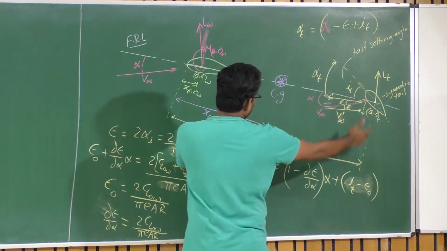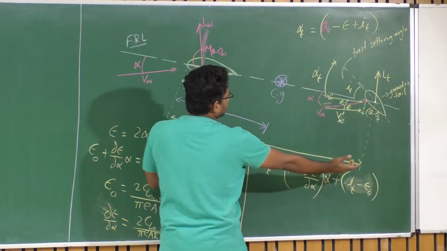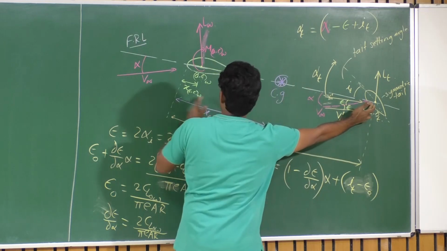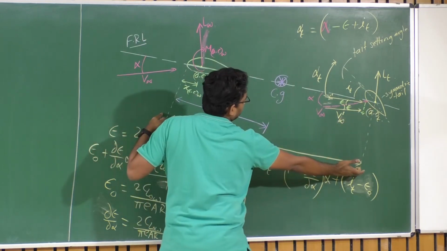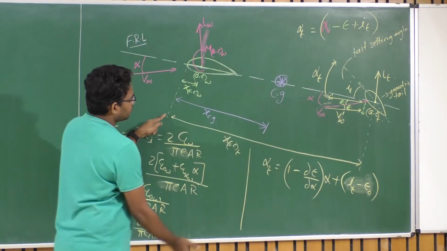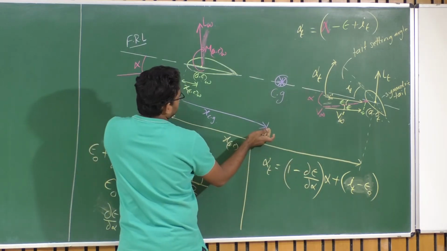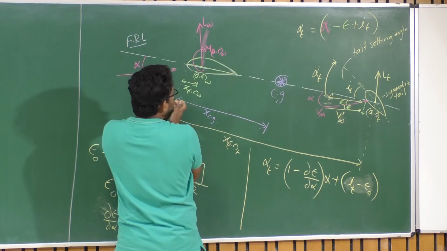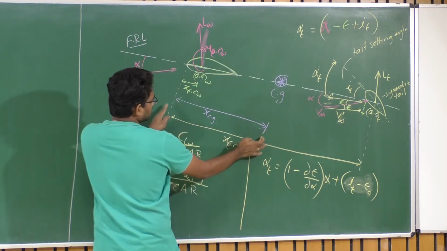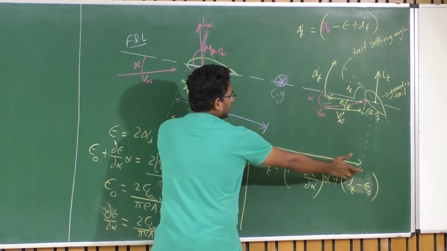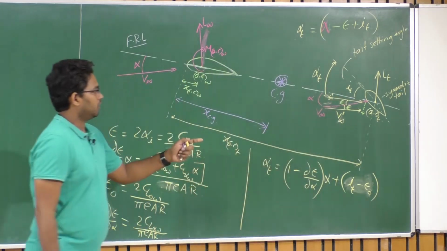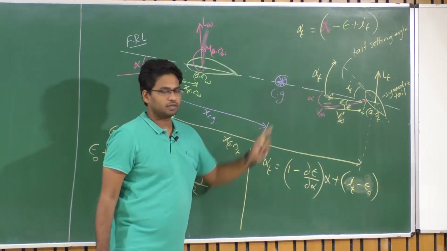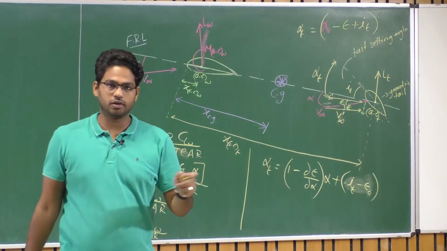Lift of tail multiplied by the offset between this. Offset is what? This particular distance, which is the total distance of tail with respect to leading edge of root chord subtracted by the distance of CG with respect to leading edge of the root chord. If I subtract this distance from this total distance, what I have is this particular distance, the moment arm between CG and the aerodynamic center of tail.